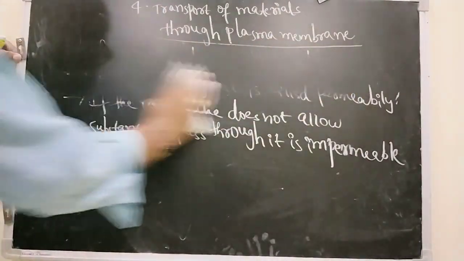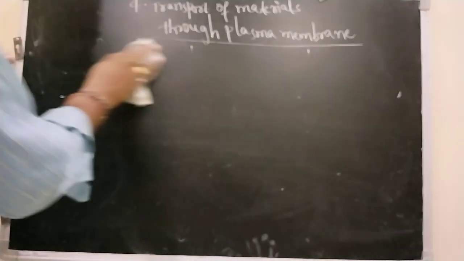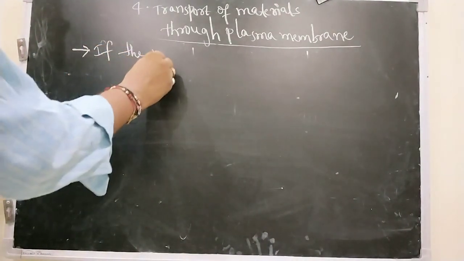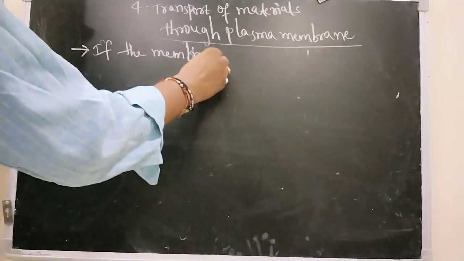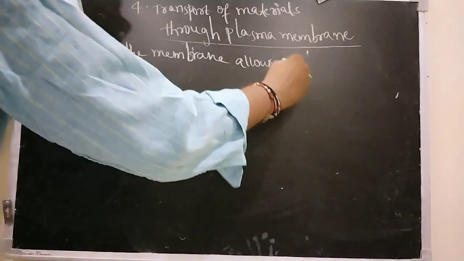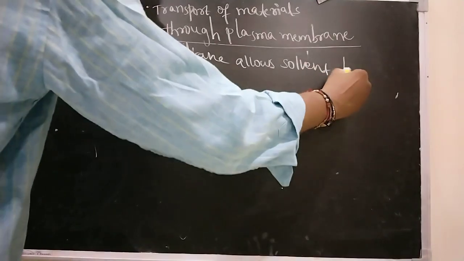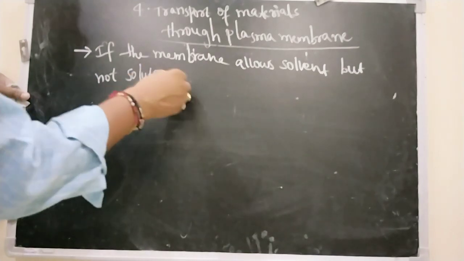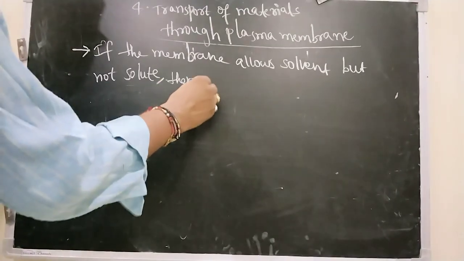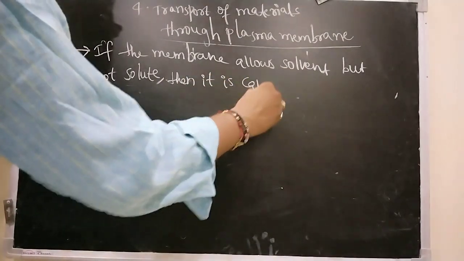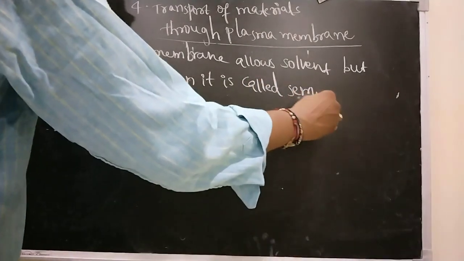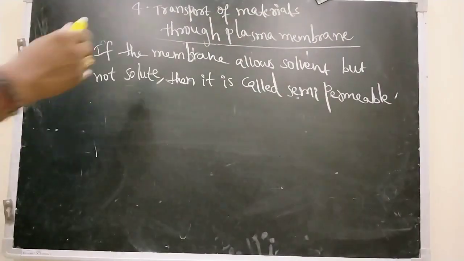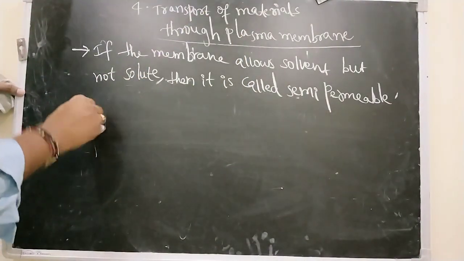Next, if the membrane allows solvent but not solute, then it is called semi-permeable. What is a semi-permeable membrane? The membrane allows solvent but not solute.